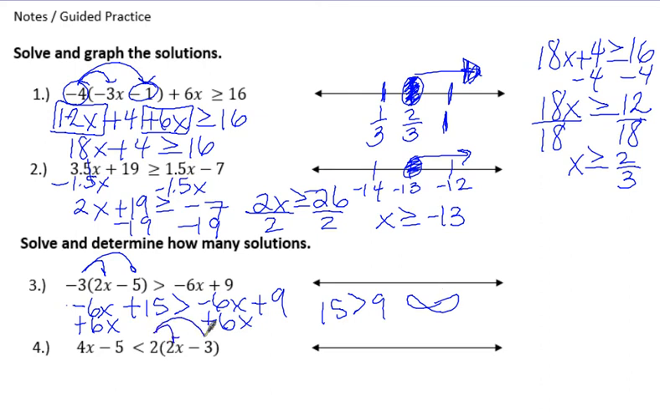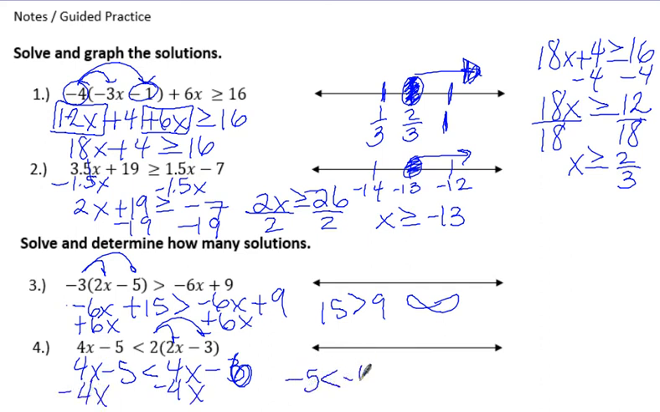All right, so we distribute here. Nope, that's 6. Come on, Wyatt. And then I'm going to subtract. And this time we get negative 5 is less than negative 6. Is that ever true? No. Negative 5 can never be less than negative 6. So if this is not true, we would say this is a no solution. There's nothing I can do to make that true.